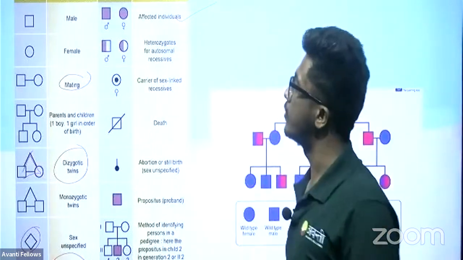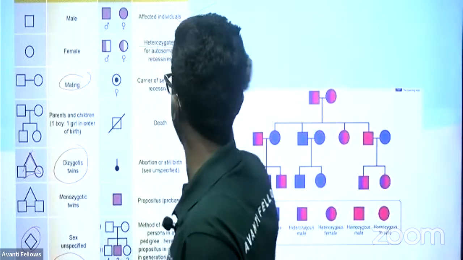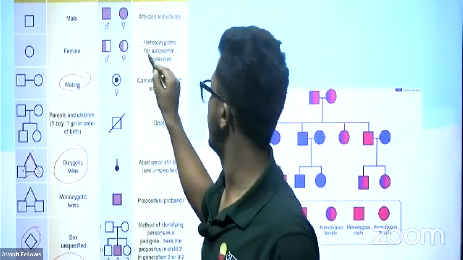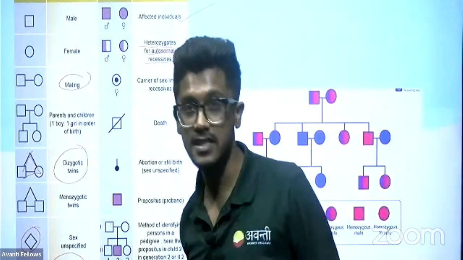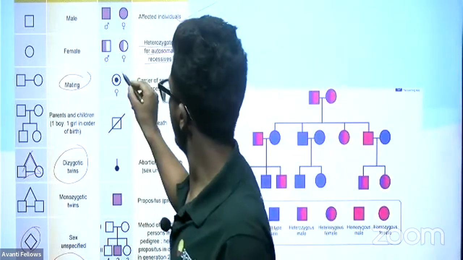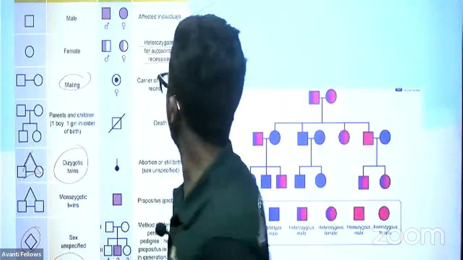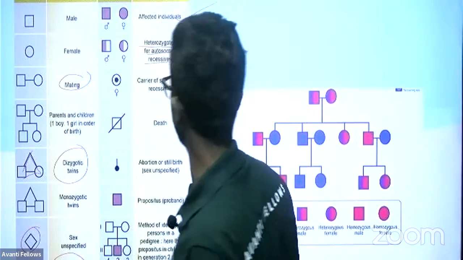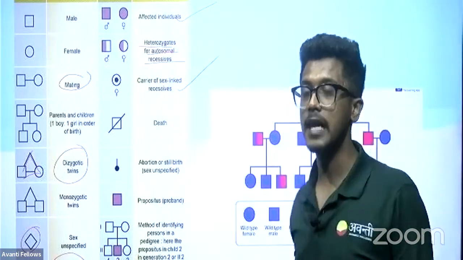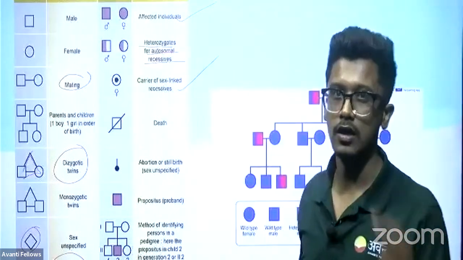So usually whenever we have half shaded ones, they are heterozygous in nature. Remember this: half shaded ones are heterozygous in nature, and usually for autosomal recessive diseases, they are heterozygous. Correct, no? Next one: you have a circle, and within the circle there is a black dot. That is called a carrier of sex-linked recessive disorders. So usually you can see that in females. Females are the ones who carry the sex-linked recessive disorder, correct?